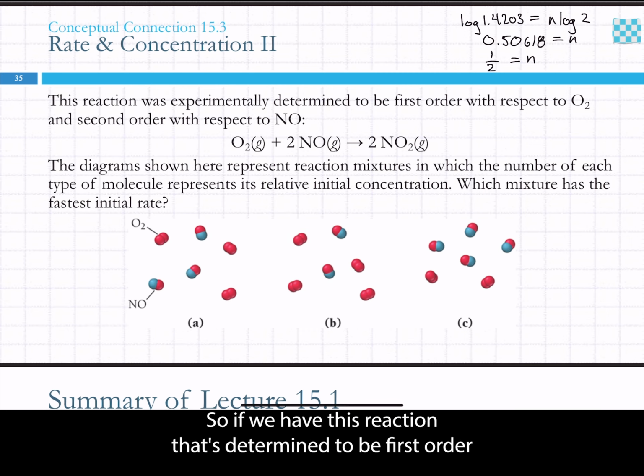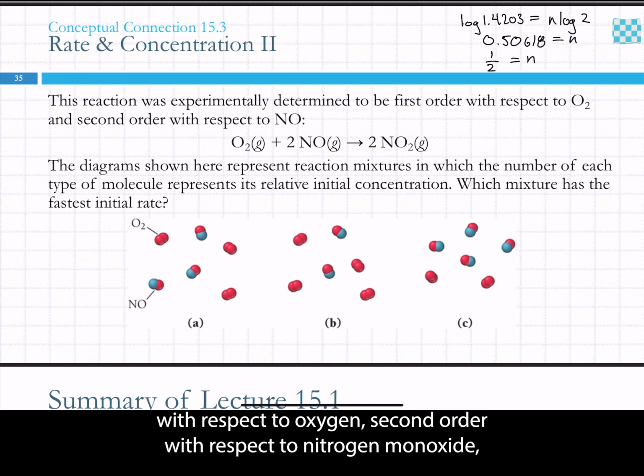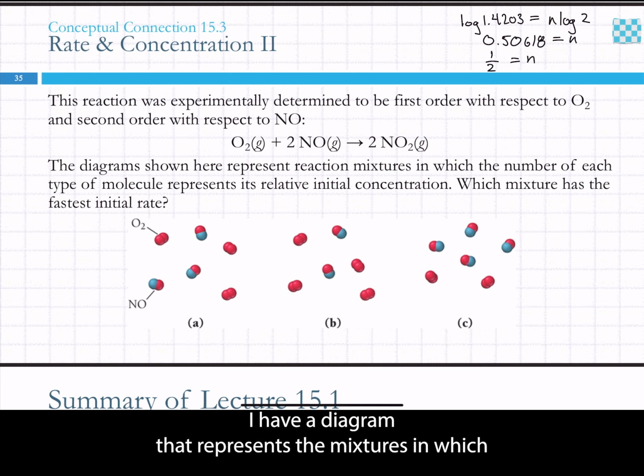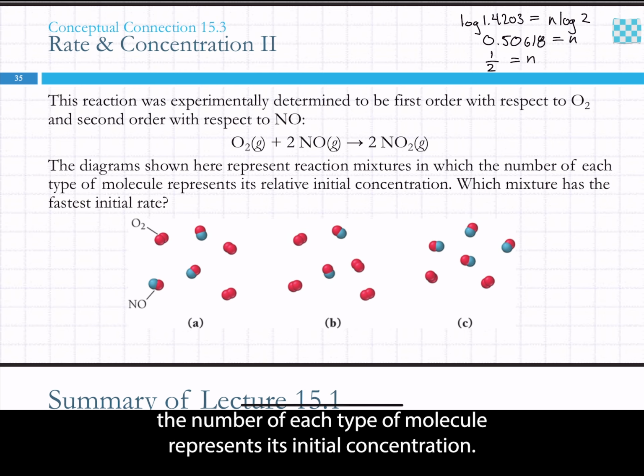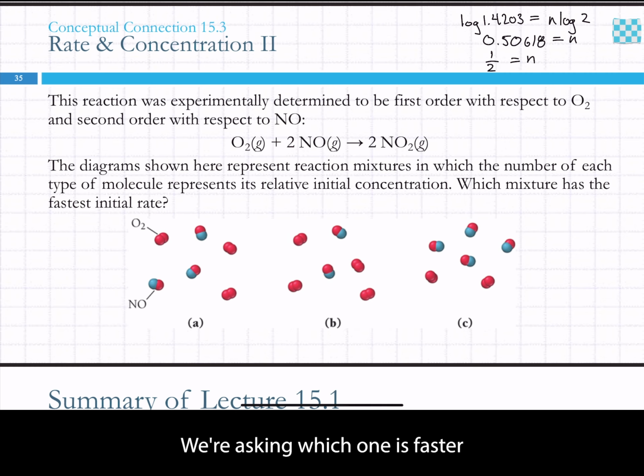So if we have this reaction that's determined to be first order with respect to oxygen, second order with respect to nitrogen monoxide, I have a diagram that represents the mixtures in which the number of each type of molecule represents its initial concentration. Really, we're asking which one is faster, A, B, or C.